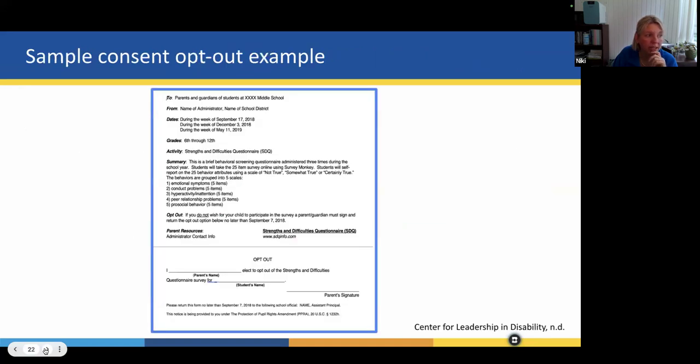Here's a sample consent opt-out example. This is actually from a universal screener that a district down south is using. This is called the Strengths and Difficulties Questionnaire. As you can see, it's very basic. It says this is when we're screening, this is the screener, these are the types of items, and you can see that this is passive consent. So parents can opt out if they want to. To opt out, they sign the letter and send it back in. If the school or district doesn't get the letter, then the student would participate.